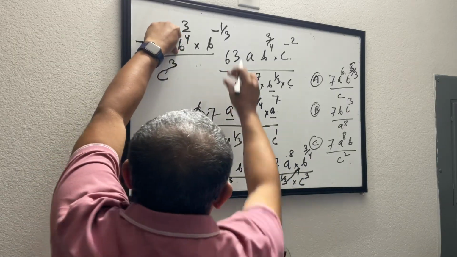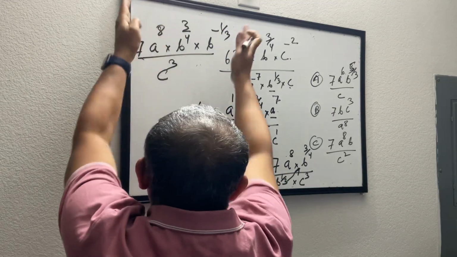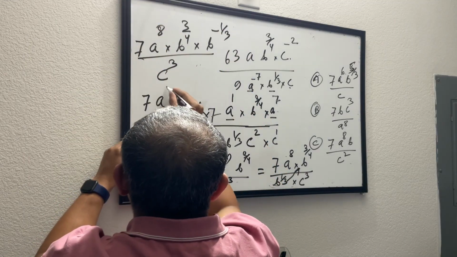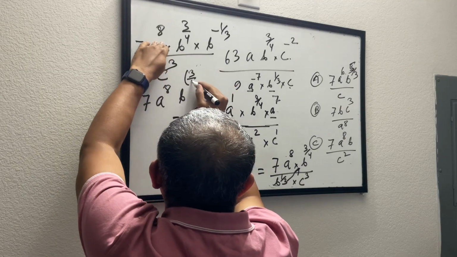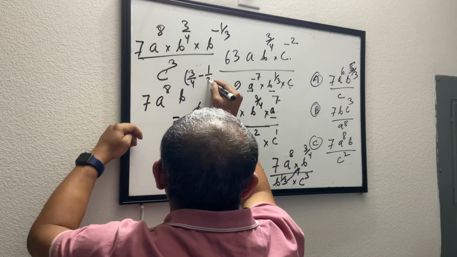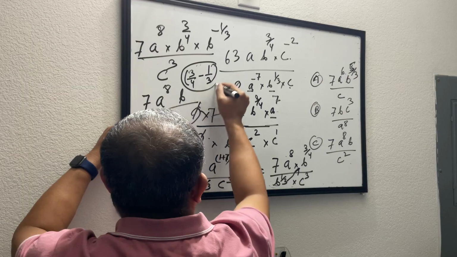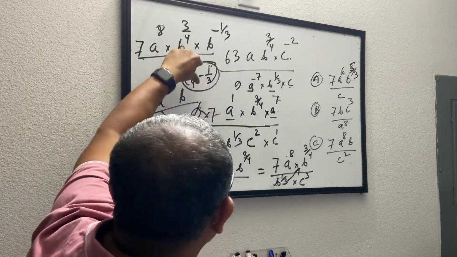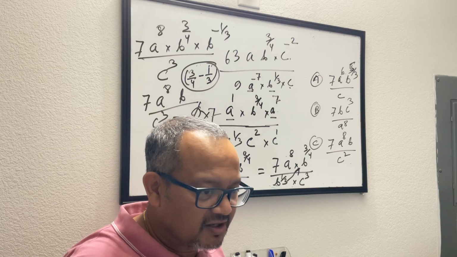Now when you are multiplying two exponents with the same base and different power, they will get added. So it will become 7 A to the power 8 into B to the power 3/4 plus minus 1/3, that is minus 1/3 divided by C to the power 3. So you have to add these two fractions. Basically subtract this fraction from this one, and whatever you get is what your answer would be.